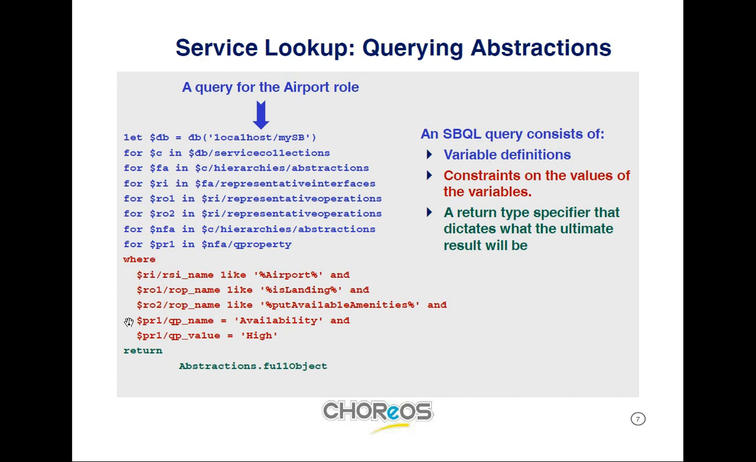In this example, the query refers to the airport role of our choreography. We have constraints on the names of the required service interface and the names of the interface operations. These names should be similar to the ones that characterize the airport role. The availability of the required services should be high. And now let's see our queries in action.